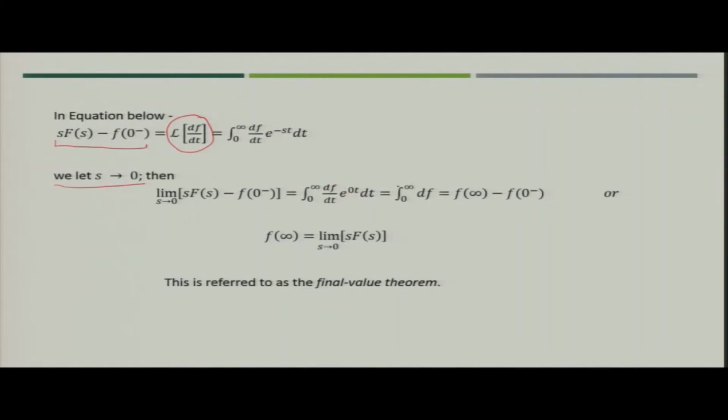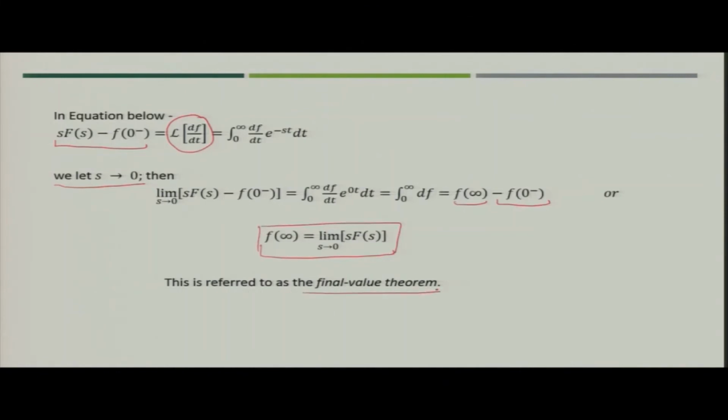So, that means you can simply write this particular expression as nothing but the integration between 0 to infinity of df, or you can write the value of the function at infinity minus the value of the function at 0. Now, you have the value of the function at 0 on both sides, and those will cancel out. So, finally, the value of the function at infinity is nothing but limit s tends to 0 of sF(s). So, this particular expression is called the final value theorem.